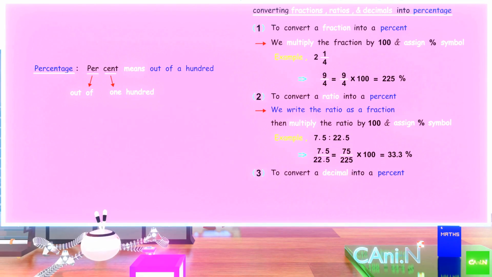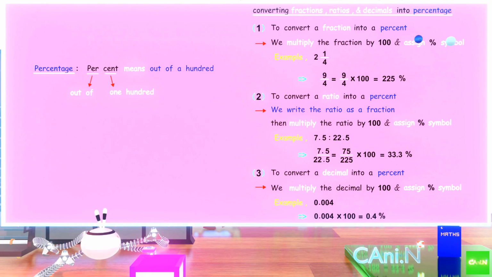To convert a decimal into a percent, we multiply the decimal by 100 and assign percent symbol. Example, 0.004. So, 0.004 into 100 equals 0.4%.